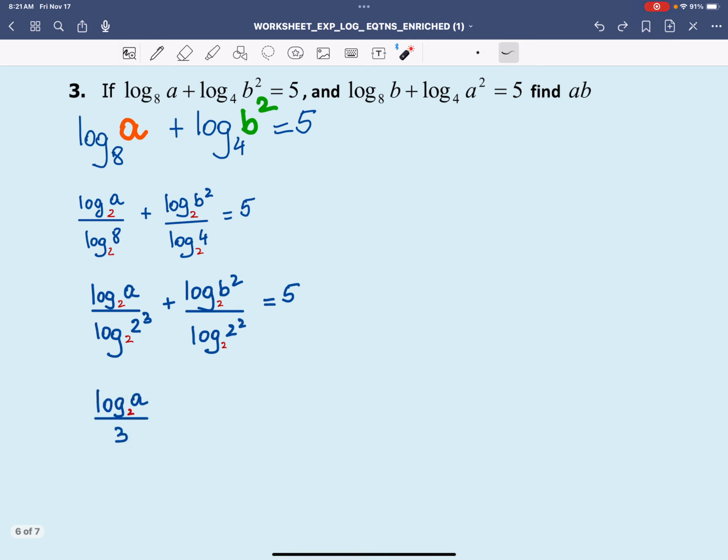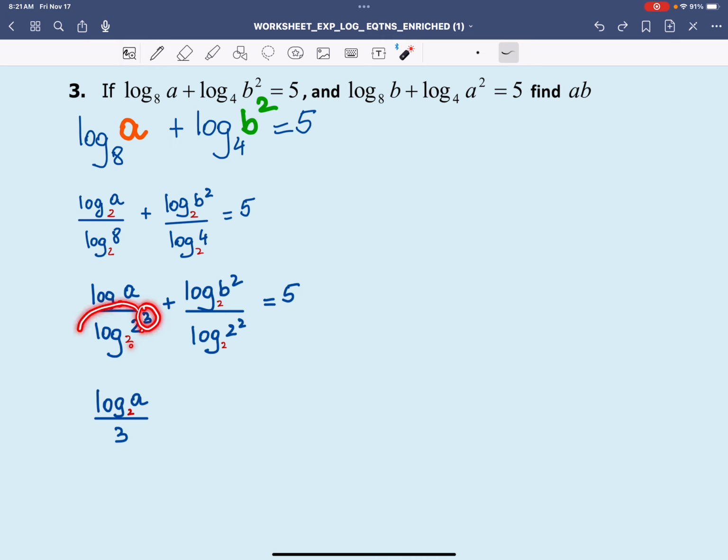Let's continue simplifying. We know that base is the same. It means the answer is just the power 3. So if you want to understand this transition here better, remember that this is also the power law.